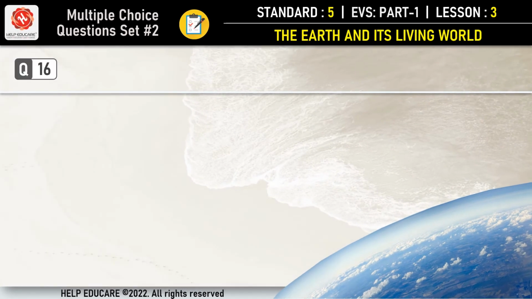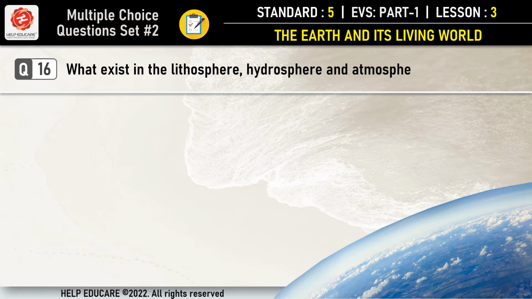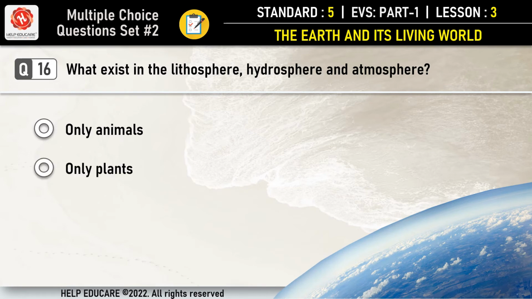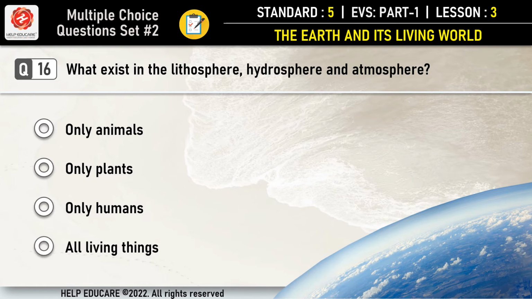Question number 16. What exists in the lithosphere, hydrosphere, and atmosphere? First option, only animals. Second option, only plants. Third option, only humans. Fourth option, all living things.